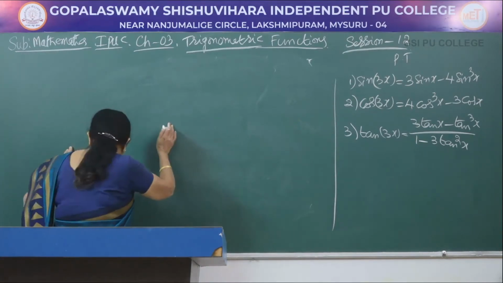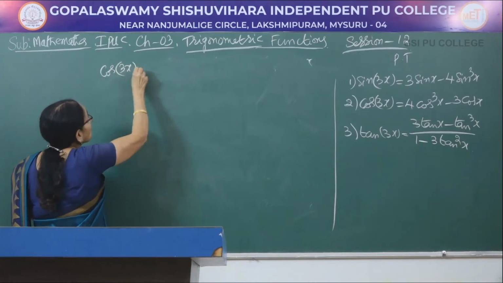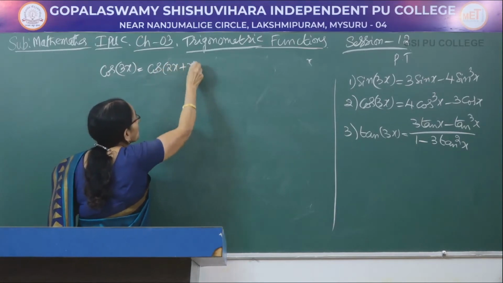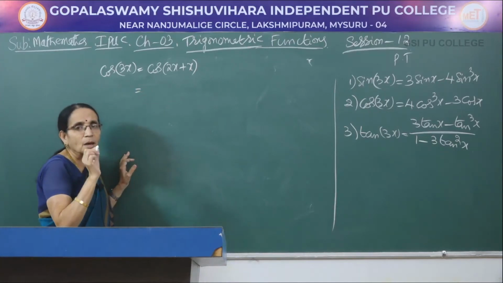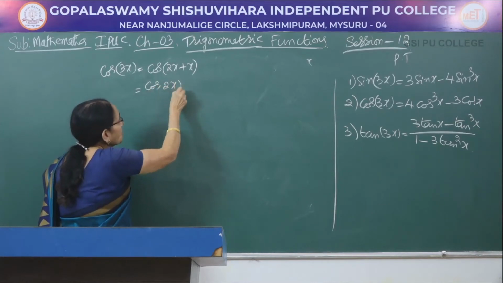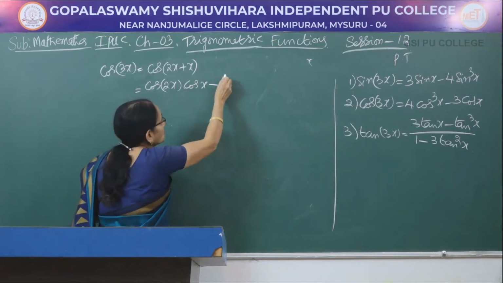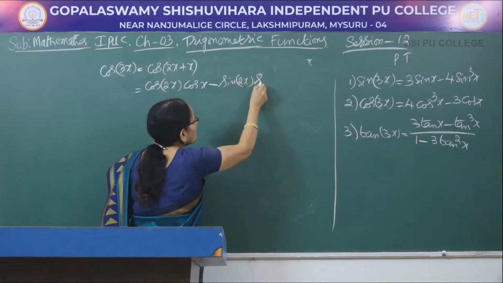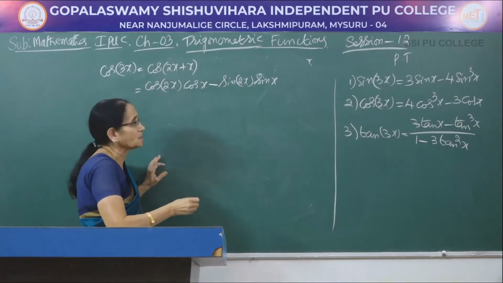Now let me take the second formula, that is consider cos of 3x. Now again it can be written as cos of 2x plus x. Now it resembles the formula cos of x plus y. What is the expansion? What's the formula? Cos x into cos y minus sin x into sin y, that is cos 2x into cos x minus sin 2x into sin x.